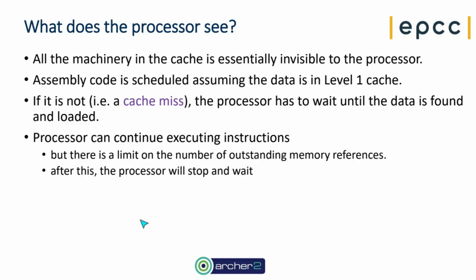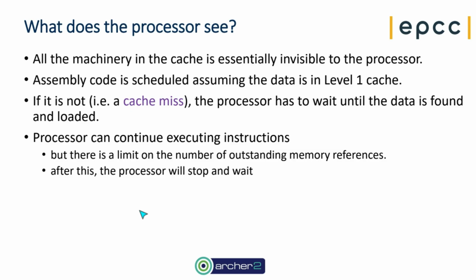So what does the processor see? Well, again, to emphasize, all this machinery is essentially invisible to the processor. The assembly code is scheduled assuming the data is in the level 1 cache. If it isn't, then the processor has to wait until the data is found and loaded.